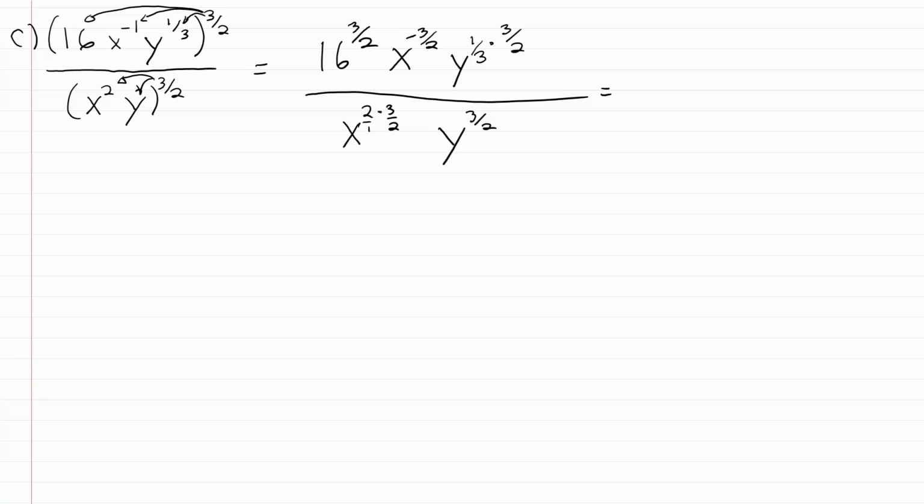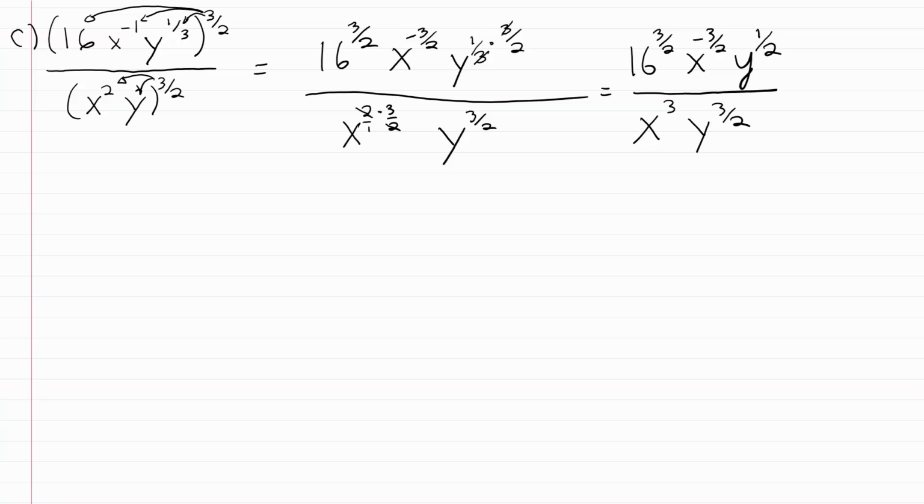Let's continue a little bit here. We can clean up the exponent on the y there in the numerator. So it'll be 16 to the 3/2 power, x to the -3/2 power, and y to the, notice the 3's will cancel when you're simplifying the exponent, so you'll just get y to the 1/2 power. In the denominator, the 2's will cancel there, so you just have x to the 3rd, and then you'll have y to the 3/2 power.